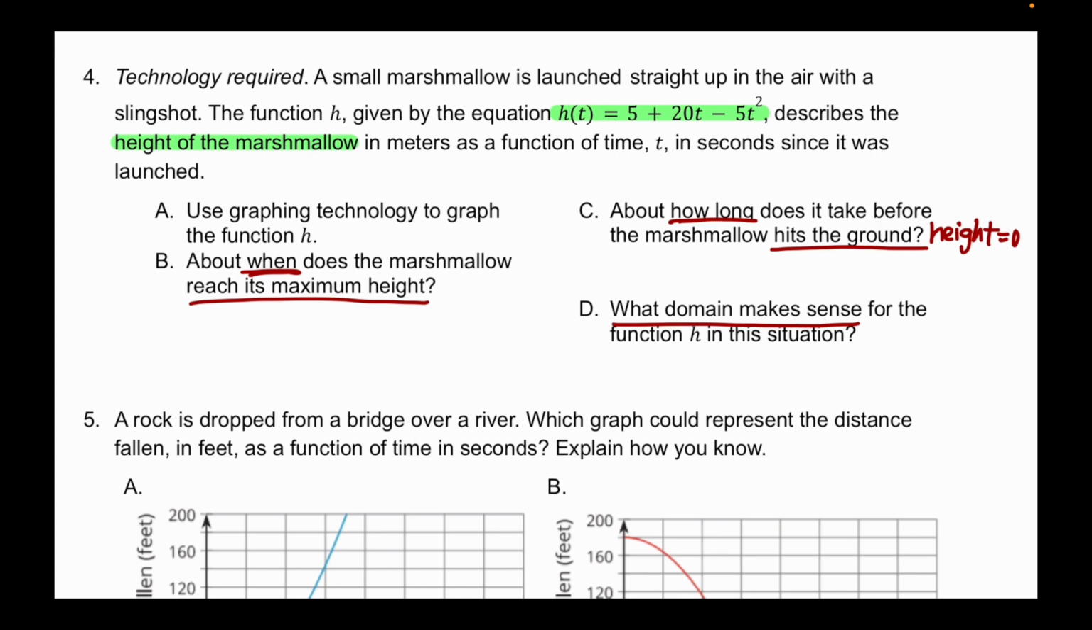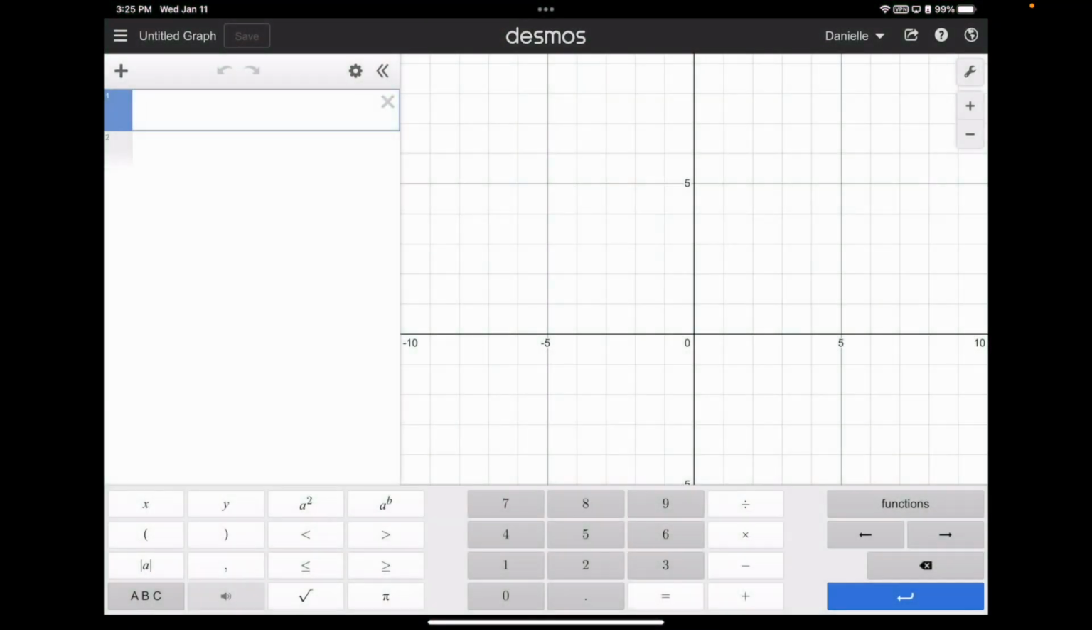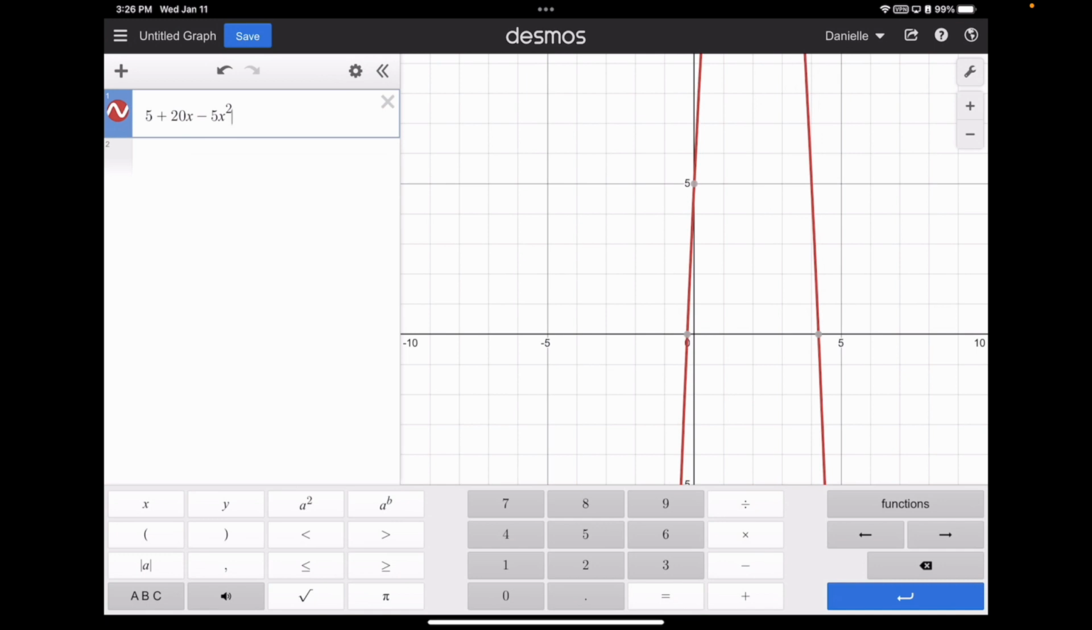Okay, I want to make sure that I get this right. So we're going to open up the Desmos graphing calculator here. The difference here is, though, Desmos does not play super nice when I use a variable that is not x or y. So for this function, instead of using t, I'm going to type in x. That's the only difference you can really see here. So 5 plus 20x minus 5x squared.